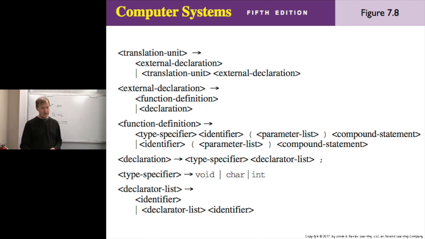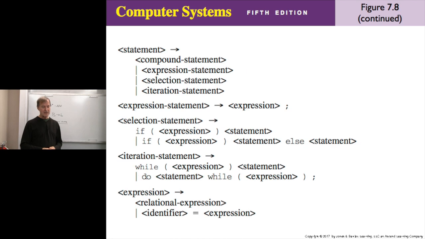It's a type specifier. And then we have a declarator list. And here's the statement. So what does a statement produce? A compound statement or an expression statement or a selection statement or an iteration statement. And where do we get our semicolon at the end? An expression statement produces an expression concatenated with a semicolon. So an expression statement has to terminate with a semicolon. Everybody see that?